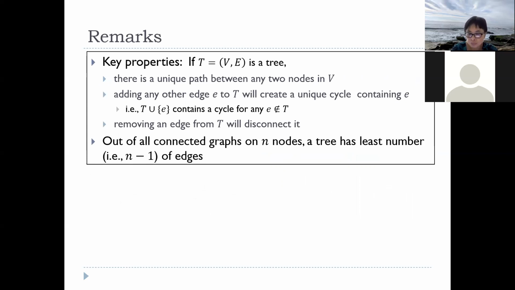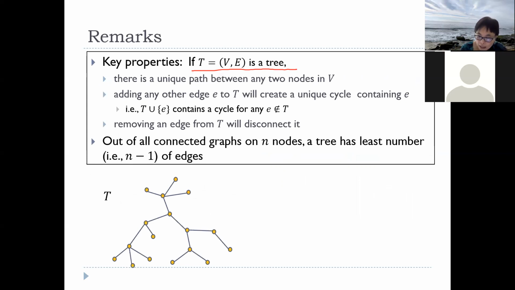Suppose we're given the tree T. Then given any two nodes in the tree, let's just pick any two, say this one and this one. There is a unique path between them. Because this is a tree, I can just follow the tree. It has to be connected, so there must be a path connecting them. And you cannot have more than one path.